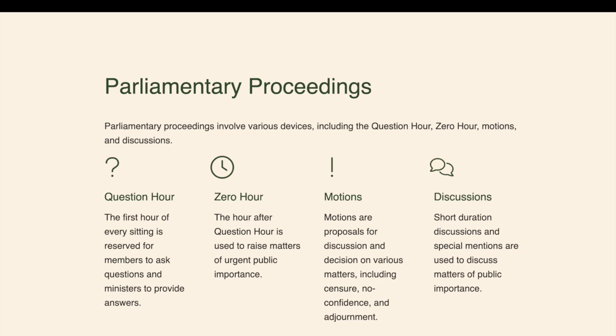The censure motion can be passed against an individual minister or a group of ministers or the entire council of ministers. However, a no confidence motion can be passed against the entire council of ministers only. Censure motion is moved for censoring the council of ministers for specific policies and actions. However, no confidence motion is moved for ascertaining the confidence of the Lok Sabha in the council of ministers.